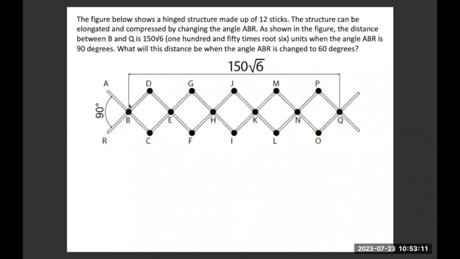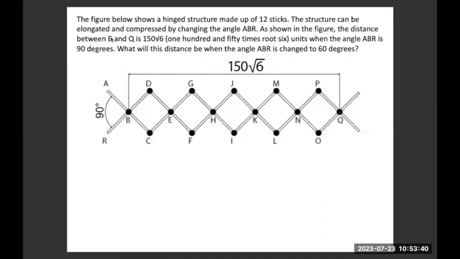What you're given is this length is 150 square root of 6. There are 12 sticks which are hinged. This is a hinge joint. Hinge joint means you can expand it. So when I press this down on this side, it becomes bigger. The structure can be elongated and it can be compressed. It can be smaller also.